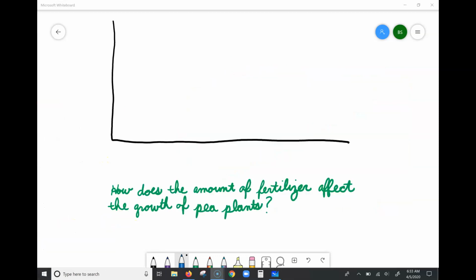Okay, now let's review everything by looking at an experimental question and identifying how we would graph it. The question is, how does the amount of fertilizer affect the growth of pea plants? The first thing we need to do is identify our variables in the question. The amount of fertilizer is going to be changing. Those are our two variables. Remember, you can only have two variables in an experiment.